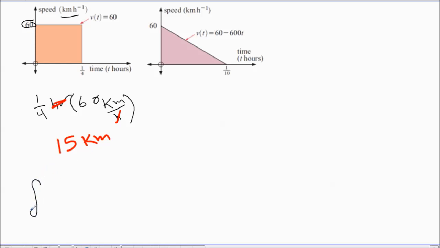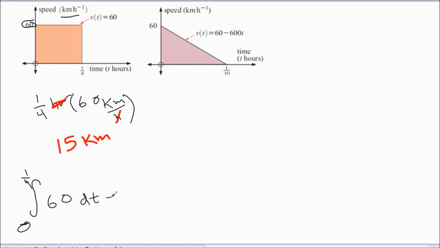Okay, so integral, and we're going to put in our function. Our function, what would you call that? It's constant, it's horizontal, it's linear, and it's happening at a y value of 60. So integral of 60. This axis down here is t, so we're going to call this not dx, but dt. And that'll make sense because when we plug in our bounds, it looks like we're going from 0 to 1/4. So, 0 to 1/4.